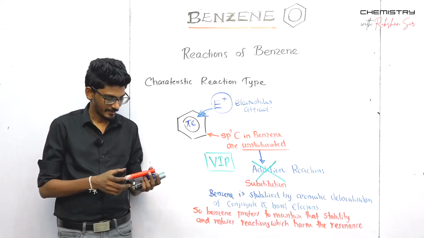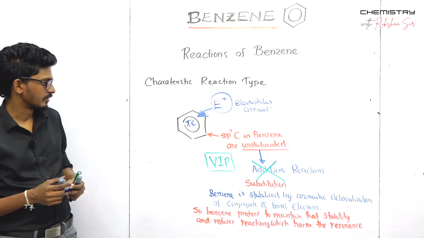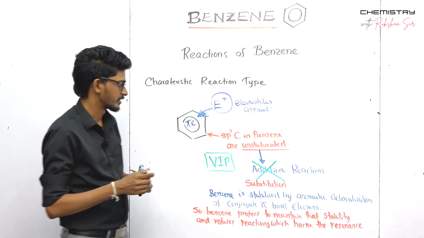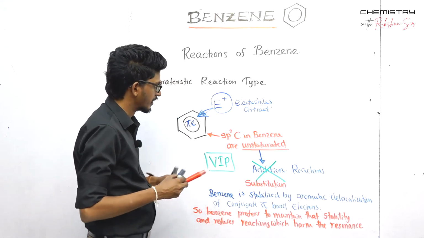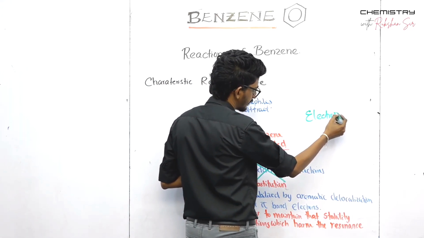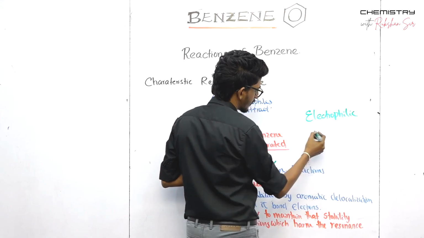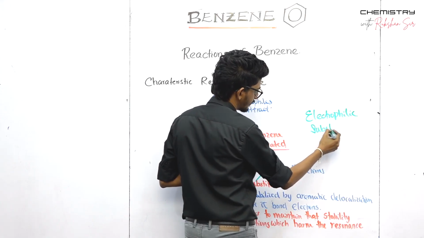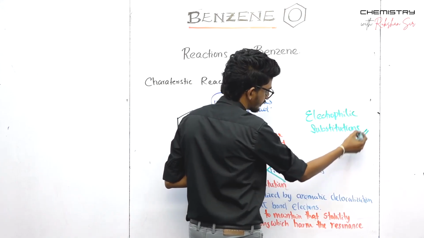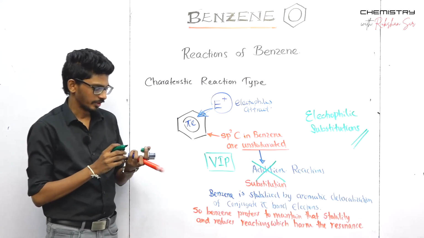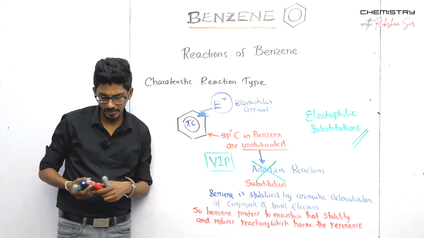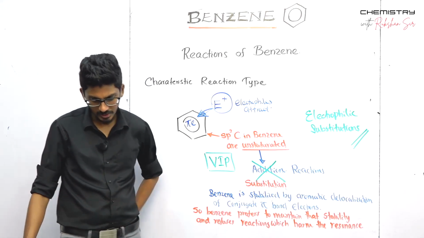So we can say the characteristic reaction type is electrophilic substitutions. Those are the characteristic reaction types of benzene. So that is clear. This appears in your tute at page number 30.